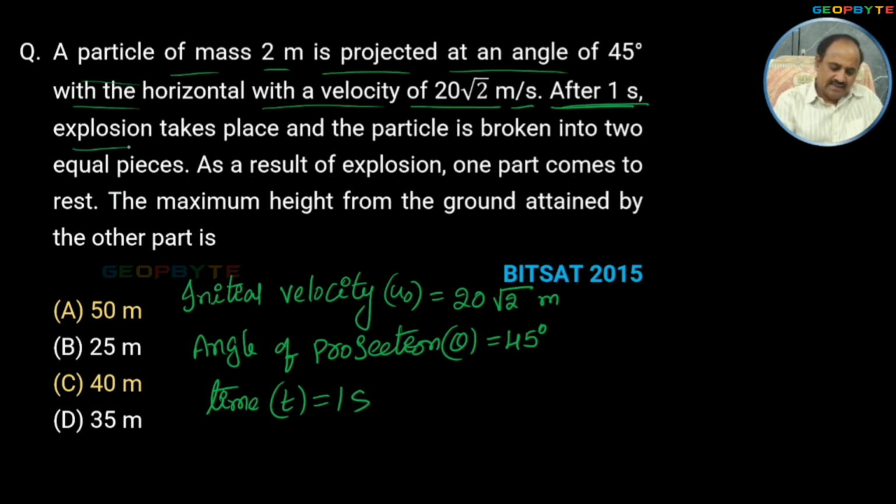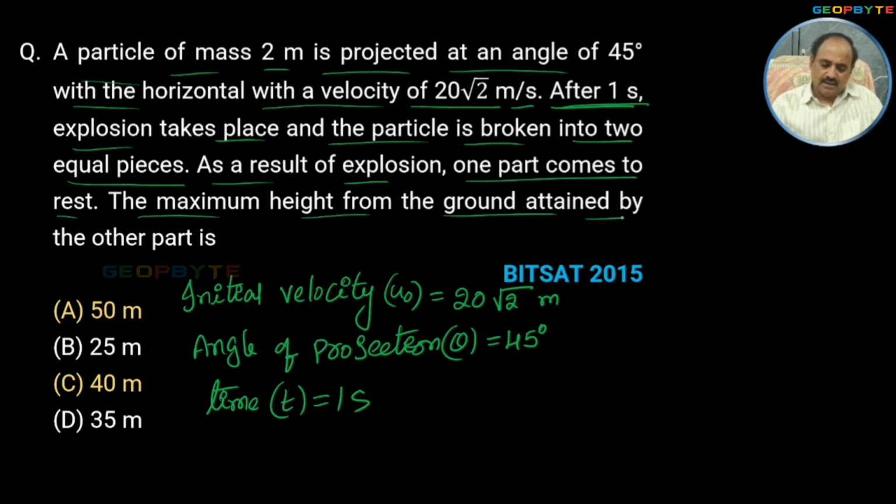After 1 second, explosion takes place and the particle is broken into two equal pieces. As a result of explosion, one part comes to rest. The maximum height from the ground attained by the other part is? After 1 second, explosion is happening. Because of the explosion, two equal pieces are splitting, one piece is coming down, the other piece is moving up. Then what is the maximum height taken by the other particle? That is the problem.